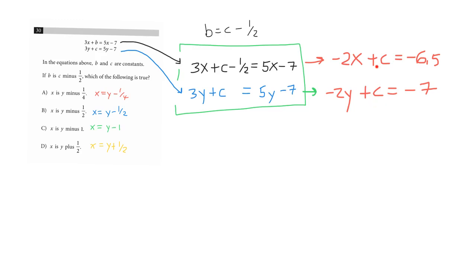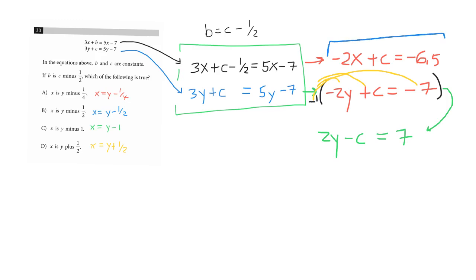Now, this is a positive c and this is a positive c, so it'd be nice to turn this one into a negative c. I could do that by multiplying the entire equation right here by negative 1. That negative 1 would distribute everywhere, and that therefore becomes the following equation. It would end up becoming positive 2y minus c equals positive 7. So really, the equations that I'd like to work with are this top one right here and this one right here. We're very close to figuring out the answer.